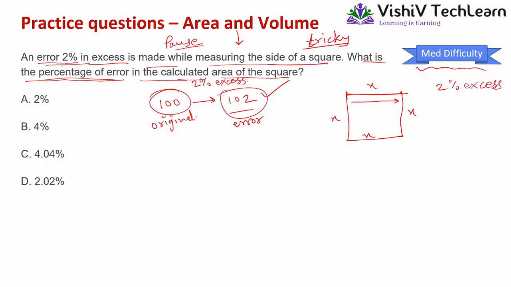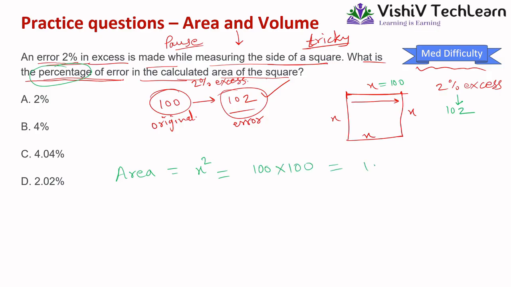Now let's calculate the area. Now what we did, we have considered 100 as the original and the error value is 102. Correct. The unit may be mm, centimeter, that doesn't matter. We have to calculate percentage, so the unit will not matter as of now. Now area, how do we calculate? Area of a square is x square, so the original area will be 100 into 100.